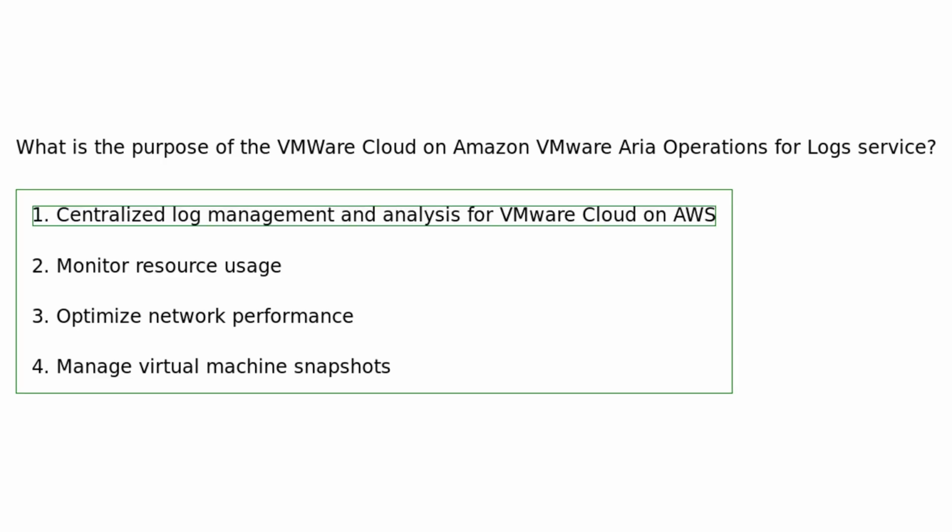The VMware ARIA Operations for Logs service provides centralized log management and analysis capabilities for VMware Cloud on AWS environments, enabling comprehensive log collection, indexing, and analysis for troubleshooting and compliance purposes.